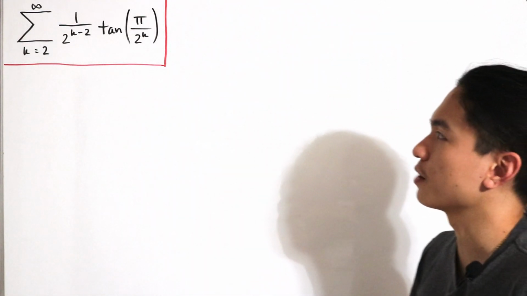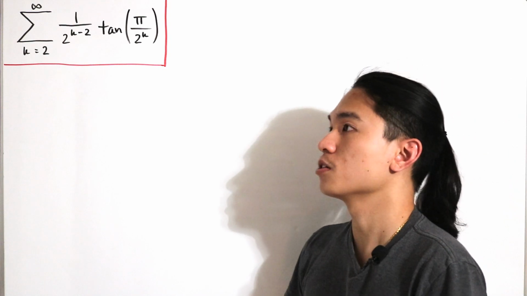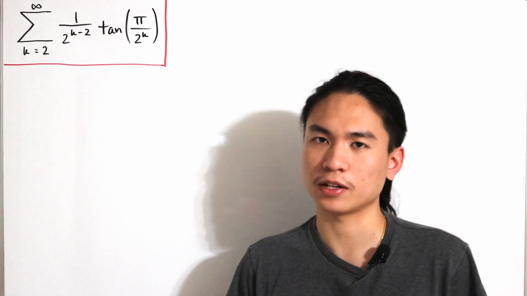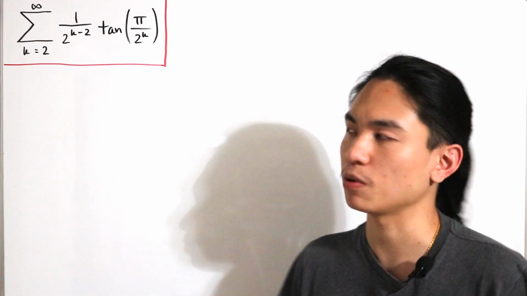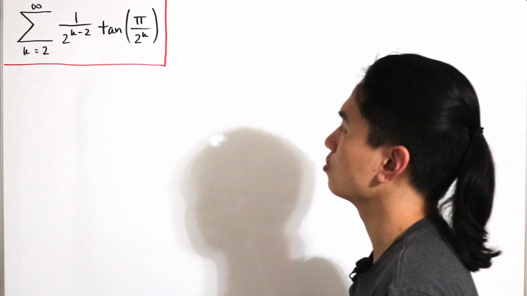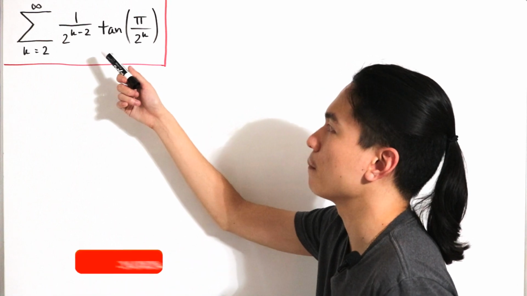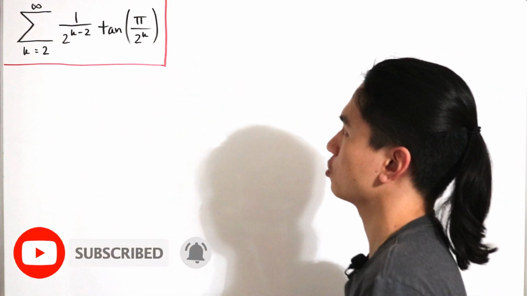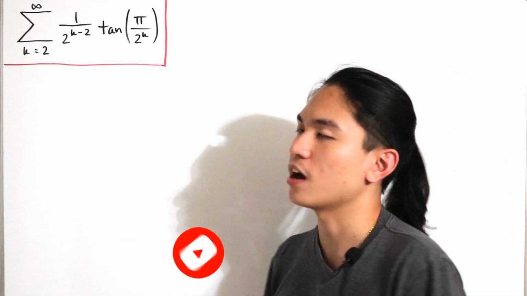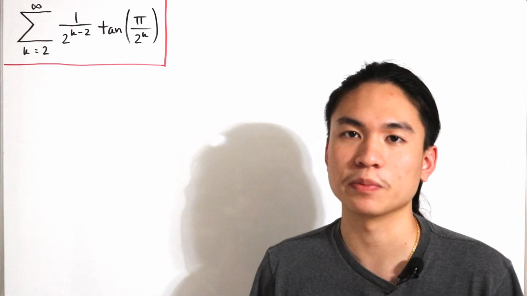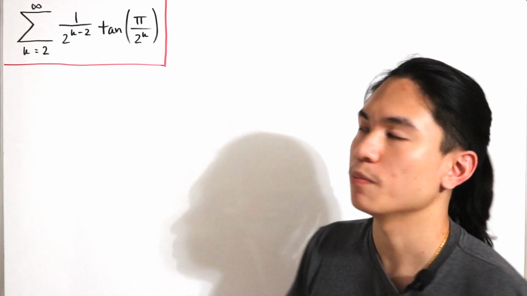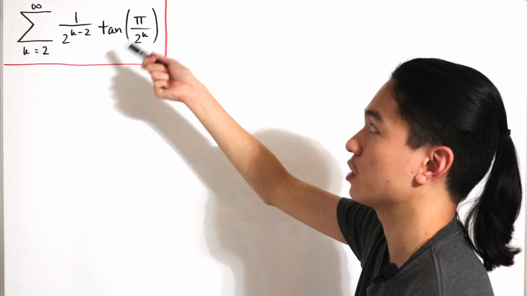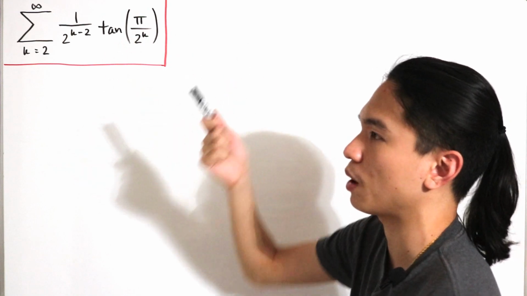In today's video we have the following infinite sum, starting with our index at k is equal to 2, instead of the usual videos I made that start at k is equal to 1 or 0, of 1 divided by 2 to the power k minus 2, multiplied with tangent of pi divided by 2 to the power k. Now I say that it's similar, although it really isn't, but what I mean by similar is the fact that we have a trigonometric function whose input has pi divided by 2 to the power k.